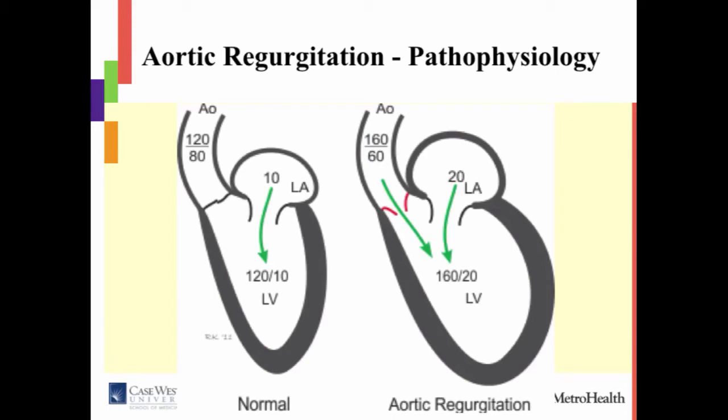Now, because there is continuous blood flow between the aorta and the ventricle, the aortic diastolic pressure drops. And so you have a higher pulse pressure. Pulse pressure is the systolic minus diastolic. So 160 minus 60 is 100. Here, 120 minus 80 is 40. So the pulse pressure in patients with aortic insufficiency is higher. You also see this in patients that are elderly because their peripheral vasculature is stiffer. So you see a higher pulse pressure as well.